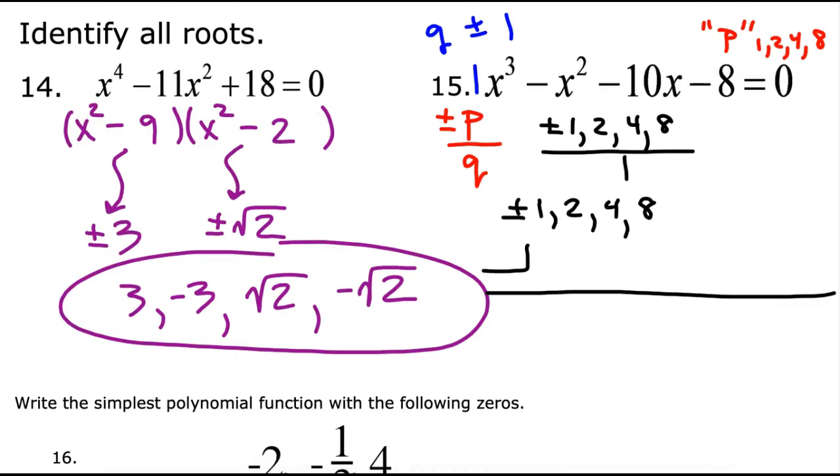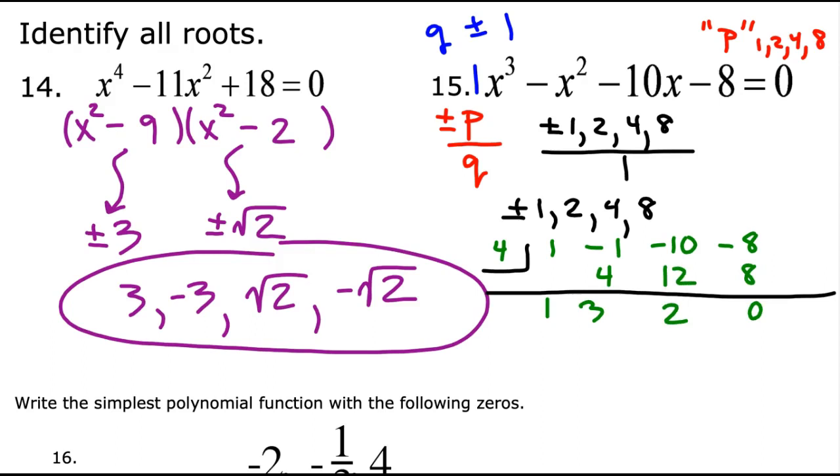I don't know why. You can start with any one. Doesn't really matter. So I just picked 4. You go 1, -1, -10, -8. Pull the first one down. 4, 3, 12, 2, 8, 0.